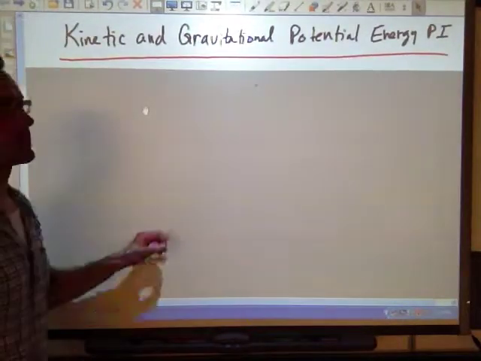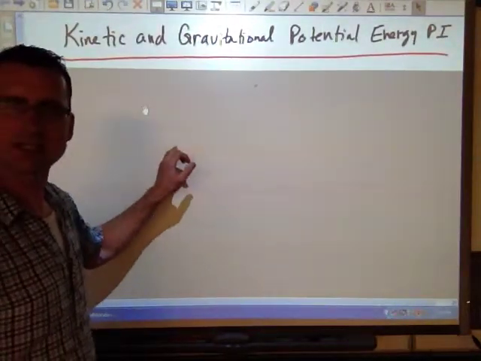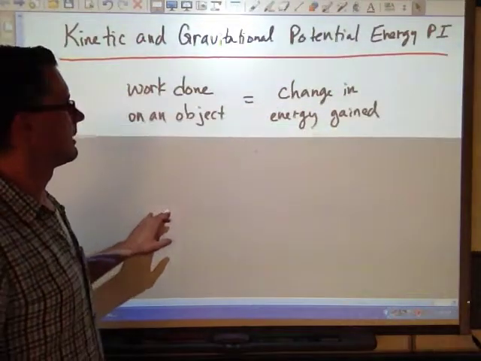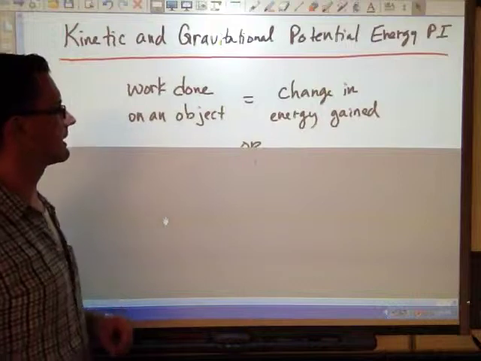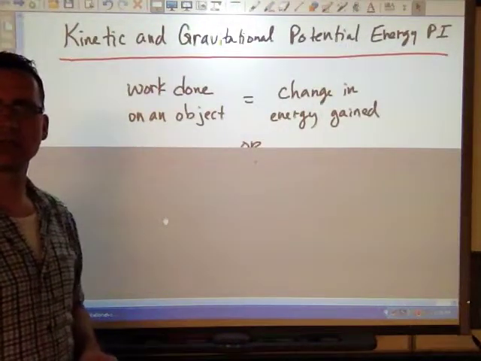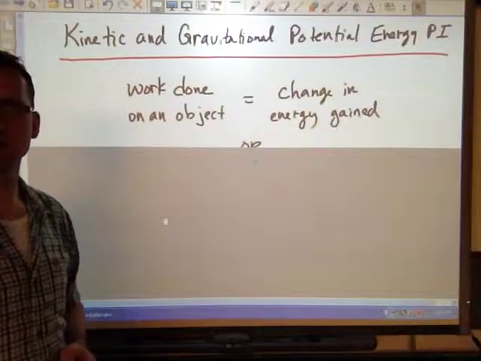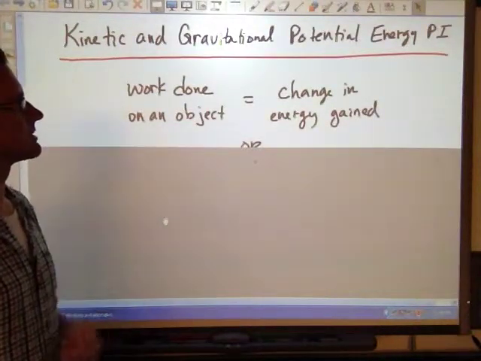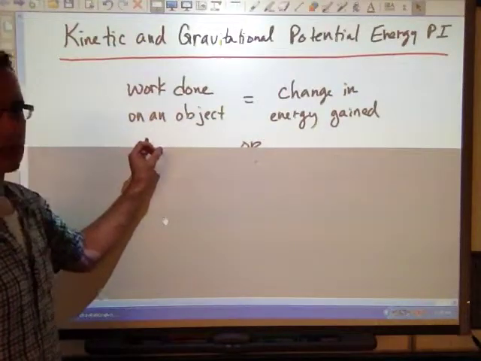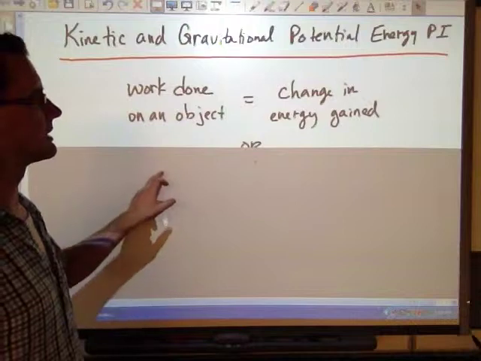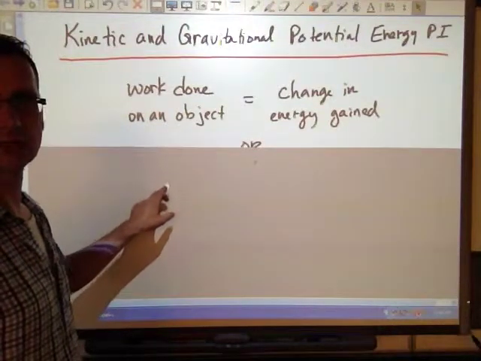Kinetic and gravitational potential energy, part 1. So this marks the second half of the energy section in Physics 30. To start things off, we've looked at work done so far and changing that into useful work done per time in terms of power. We'll be looking at work from an energy point of view, and we can think of the work done on an object as the change in energy gained by the object.